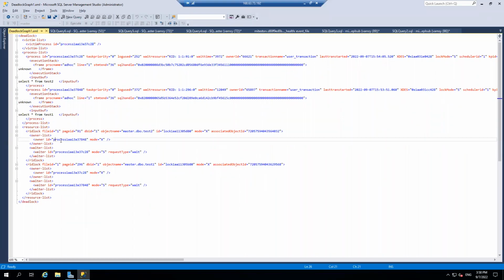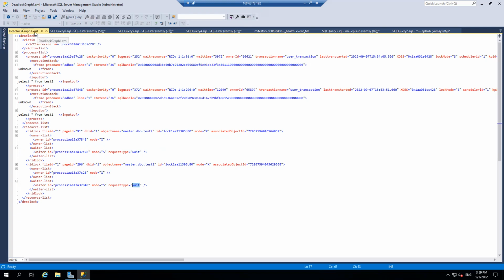And if you see, there are two processes involved. One process has already obtained exclusive lock on one of the tables. This process got exclusive lock on test 2, and this process has got exclusive lock on test 1. And they are trying to access a shared lock, so it went into wait state. And this one is also trying to access a shared lock on the other table, so it went into wait state. So one of the SPIDs got killed automatically. So we have the deadlock graph.